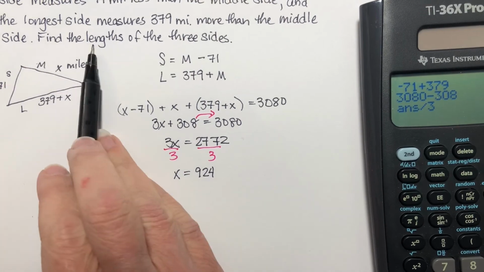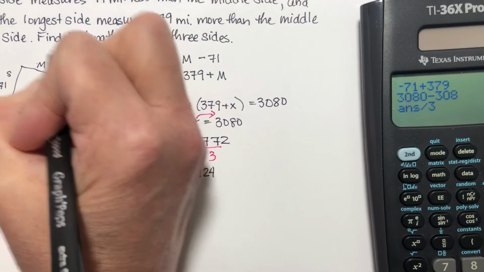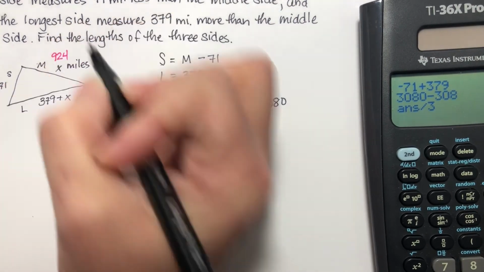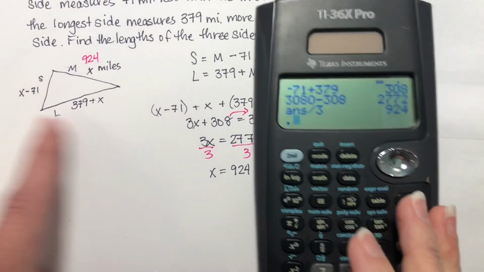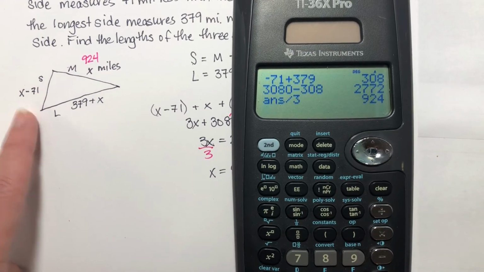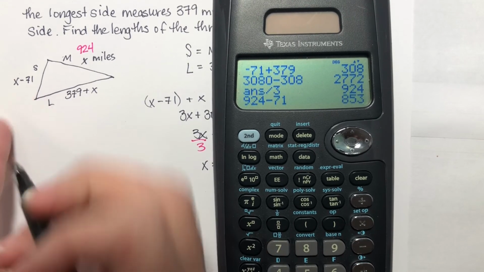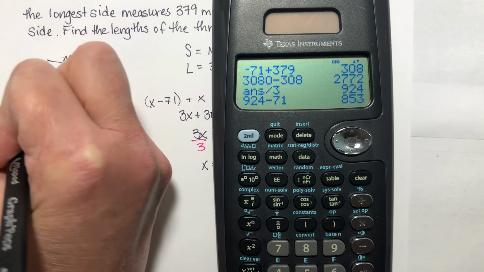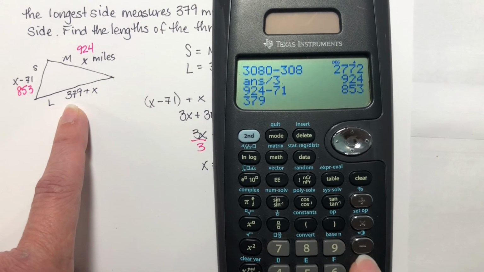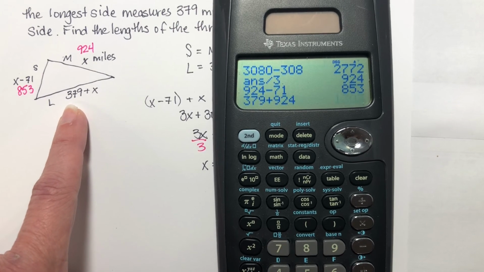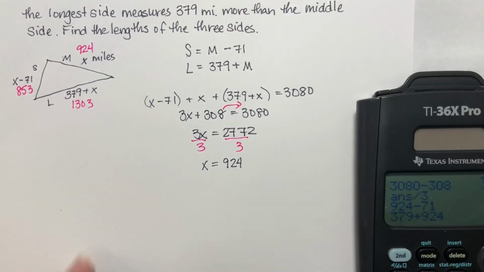We were asked to find the lengths of the three sides, and all we found right now is that this side is 924. So what we need to do is take that value and plug it into the other sides. So 924 minus 71 is 853. And the long side would be 379 plus 924, which gives me 1303. I hope that helped.